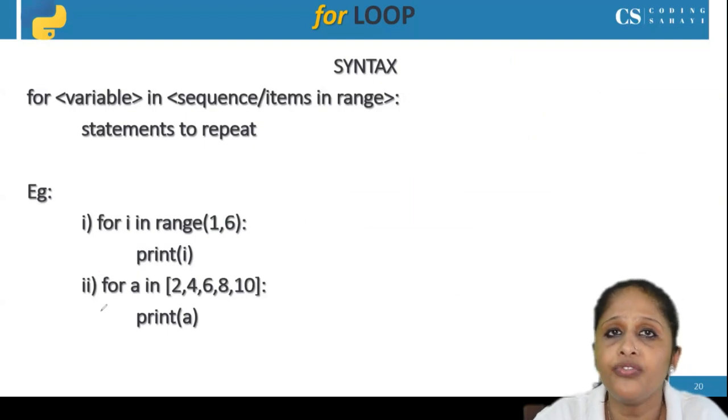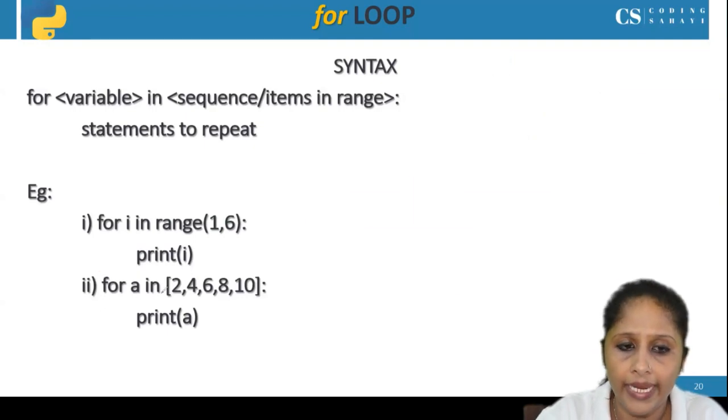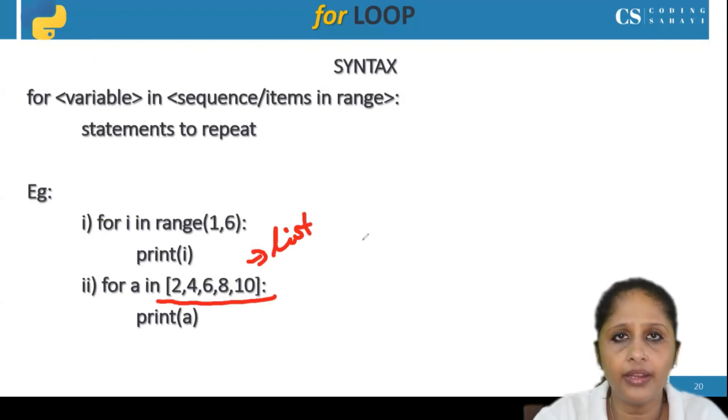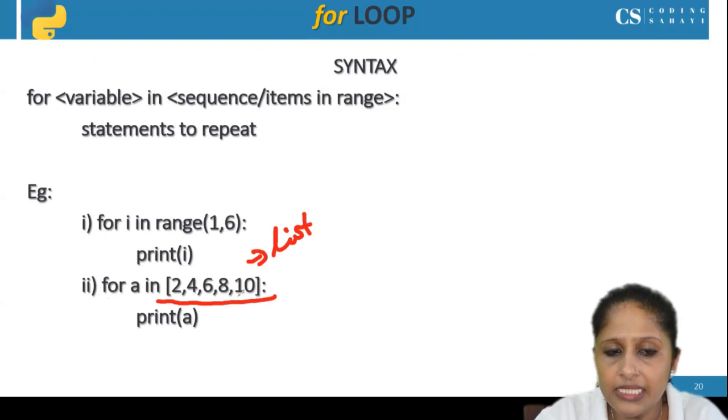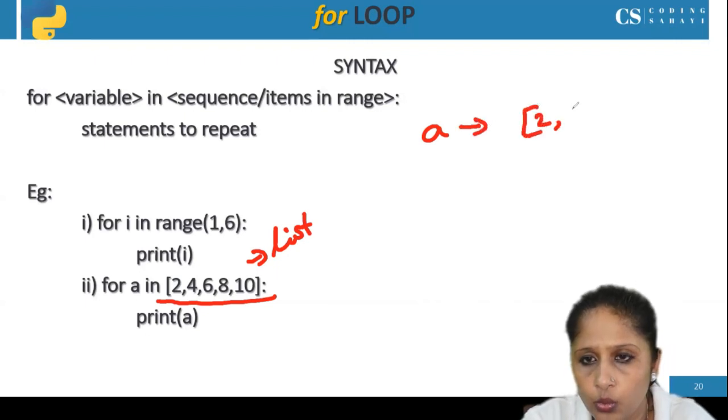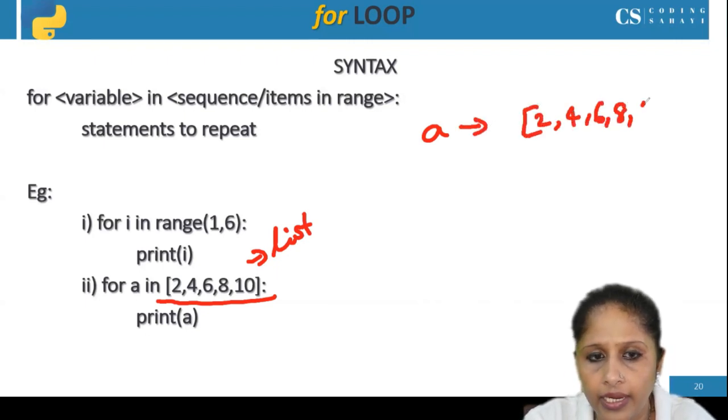The next way of using a for loop is for A in, then we have a set of values like this. This is actually a list. We will study lists, strings, dictionaries, tuples, everything in the later sessions. Here this is a list. List means a list of values. So here we have a list of values 2, 4, 6, 8, 10. So here A gets these values. A is traversing these values 2, 4, 6, 8, 10.